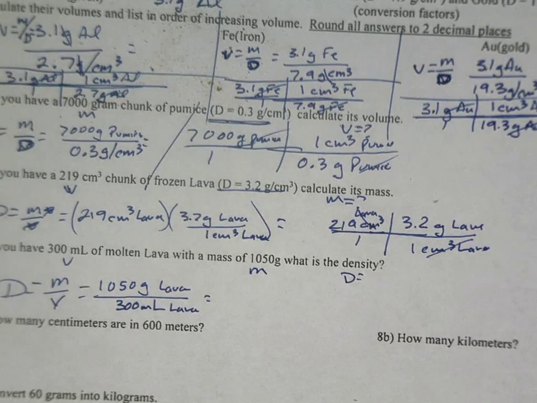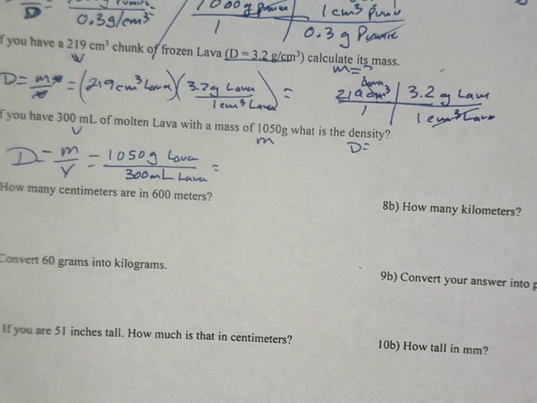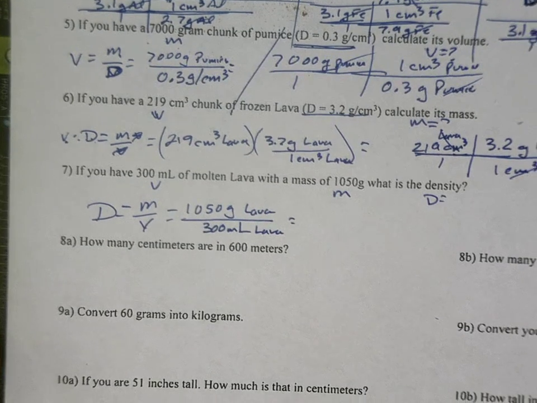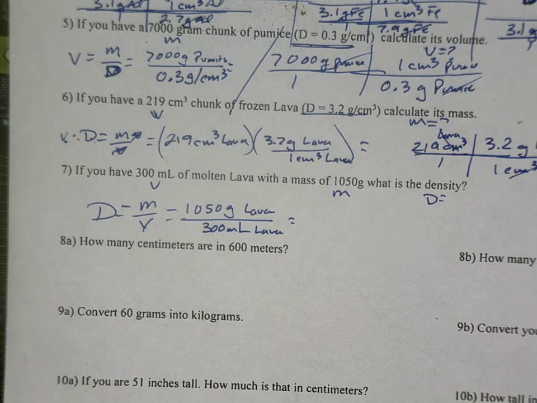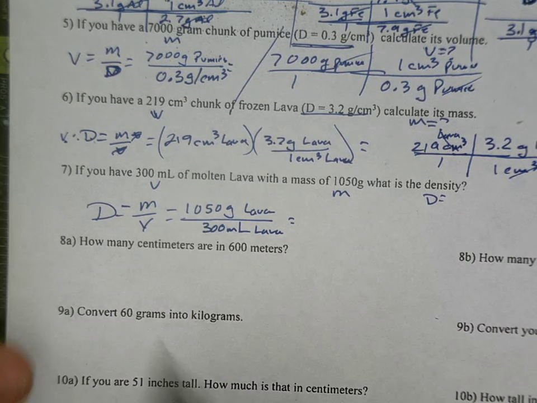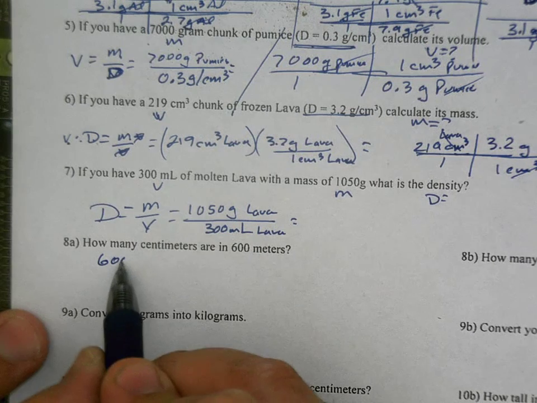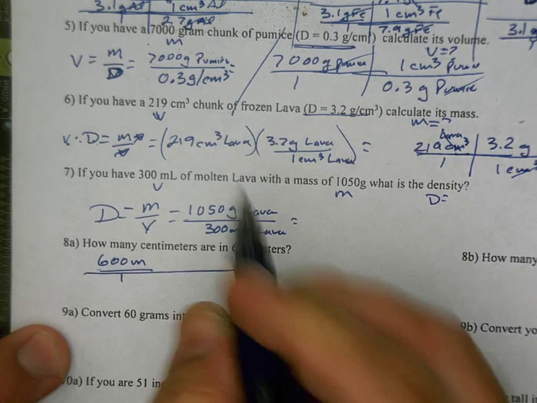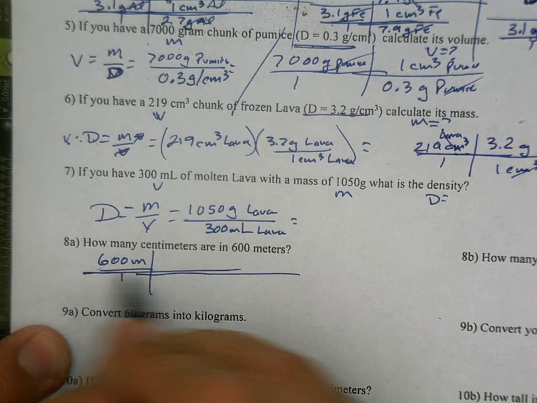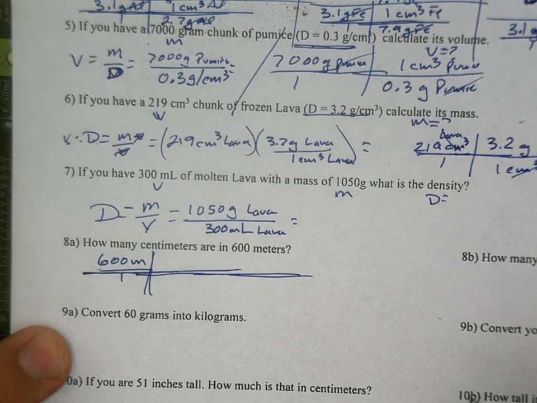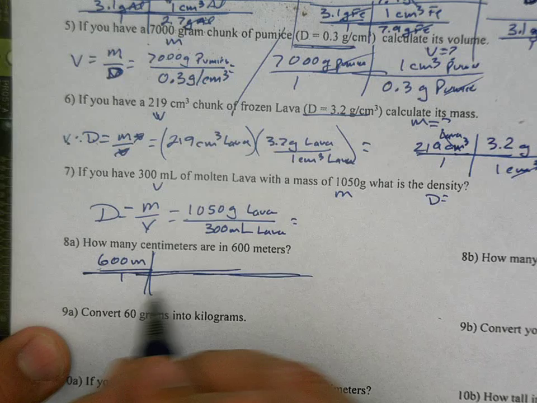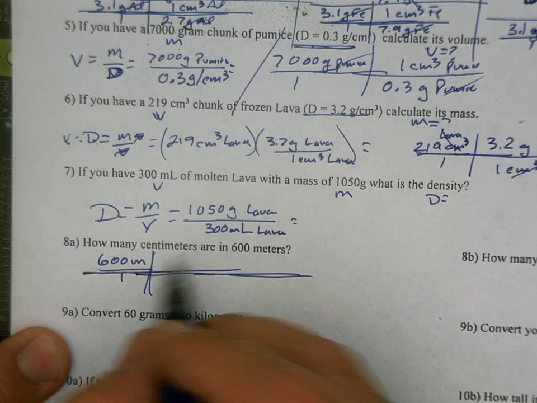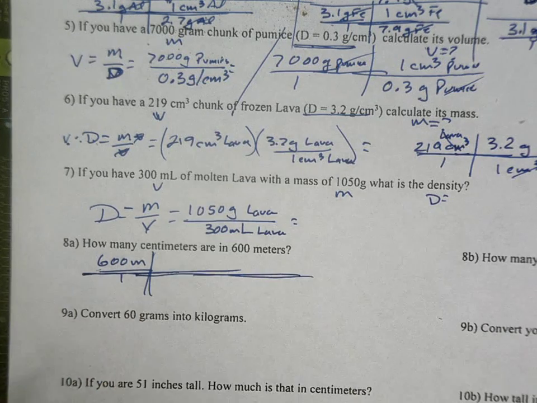Number 8. Scoot on over here. So for this one, how many centimeters are in 600 meters? Well, let's put our given over 1. This is a conversion factor, 600 meters over 1. And then we got to multiply that by the relationships, by the factors given. And you can do, let's see, we can look on our chart right over here.